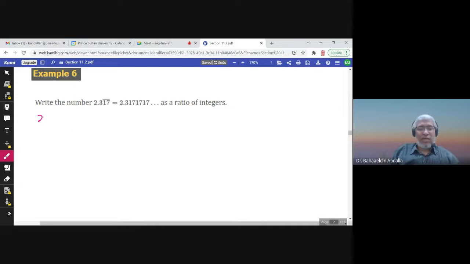So I can write it as 2.3. There is no repetition in the first part, 2.3. But this part, which is repeated 17, 17, 17, I can write as the first number 17, putting zeros. So instead of 3, put 0 and write 17. Now, if you add 2.3 plus 0.017, you will get 2.317. Try to write the second 17. Okay, the second 17, I write it by replacing all the previous decimals by zeros.